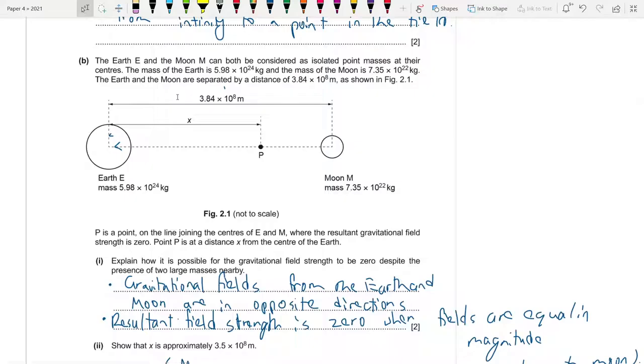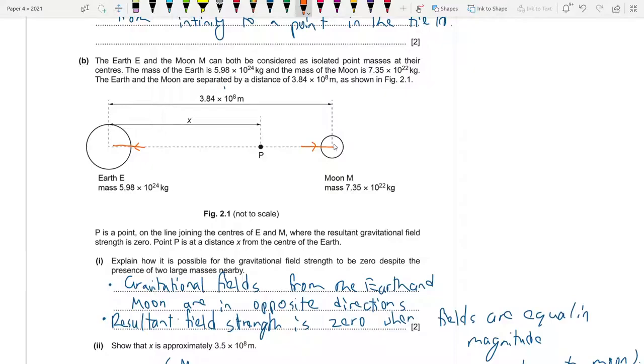So I always tell you this, but remember, since they don't have the same mass, the mass that is smaller, right? The neutral point will be at a point that is closer to the smaller mass, the Moon. Remember that, okay? Explain how it is possible for the gravitational field strength to be 0 despite the presence of two large masses nearby. So remember that gravitational field lines always point inwards, radial inwards. So these field lines actually have opposite directions. They are vector quantities. So you can actually subtract them. If you add them up, they will be subtracted.